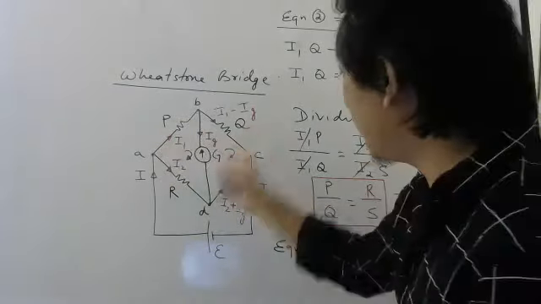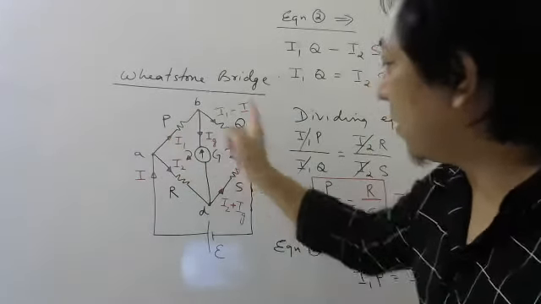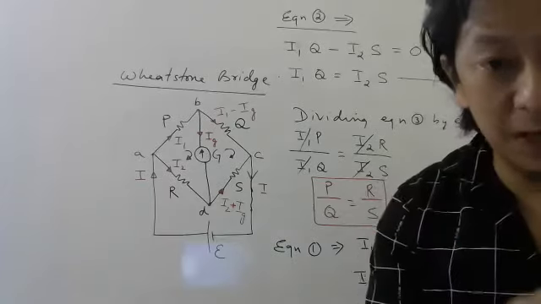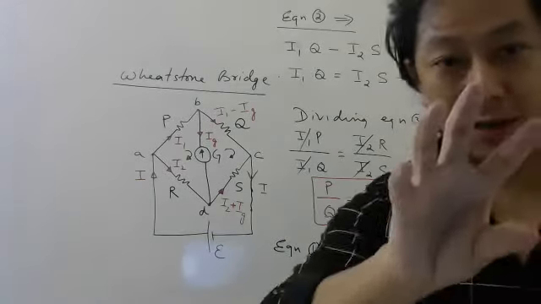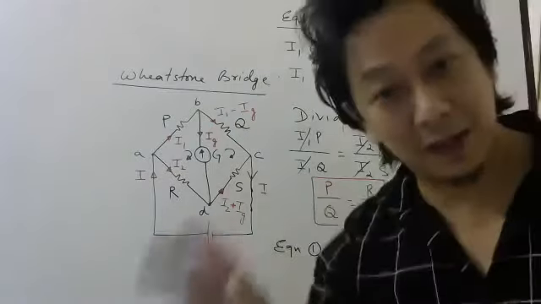If I write A, B, C, D, what will be the condition? A divided by B should be equal to C divided by D. Okay, students, remember that way. Let me repeat. This resistor divided by this resistor should be equal to this resistor divided by this resistor.